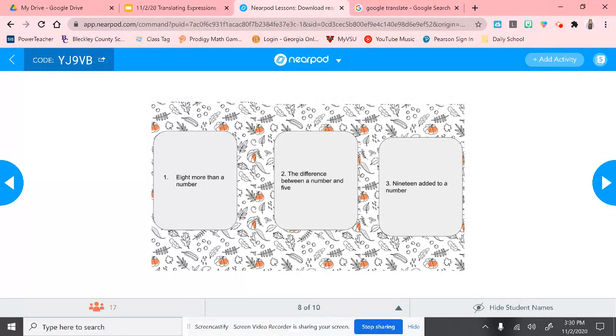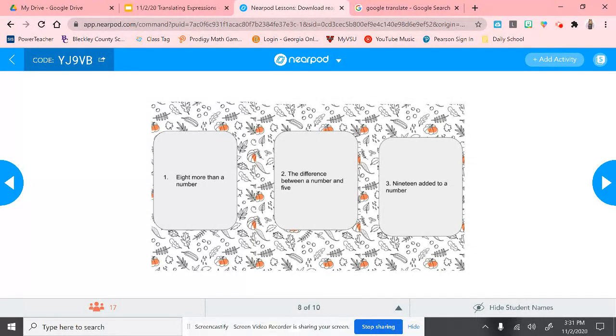All right, so number 2. The difference between a number and 5. What's our key word? Difference. What operation is it? Subtraction. Do I have any flip words? No. So I'm going to write it like it says. The difference between a number, do we know what a number is? No, so we're going to let it be n and 5. So it'd be n minus 5. N means it's any number. We don't know what it is, so we put a variable in it. It could be S minus 5 or P minus 5. You can use whatever letter you want.